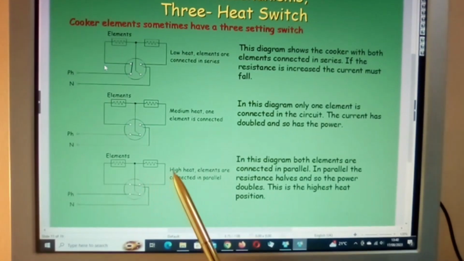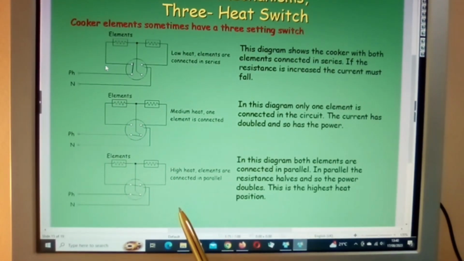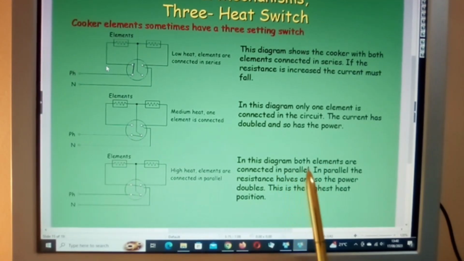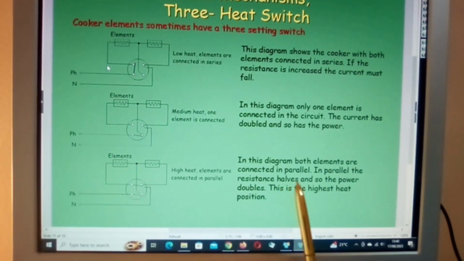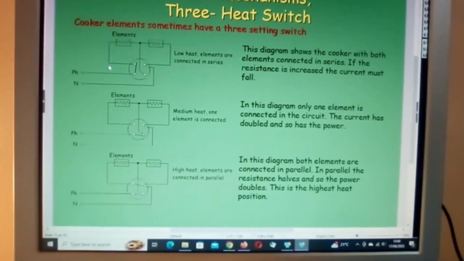And high heating elements are connected in parallel. Okay. So you have each element here. In this diagram, both elements are connected in parallel. In parallel, the resistance halves, and so the power doubles. This is the highest heat position.